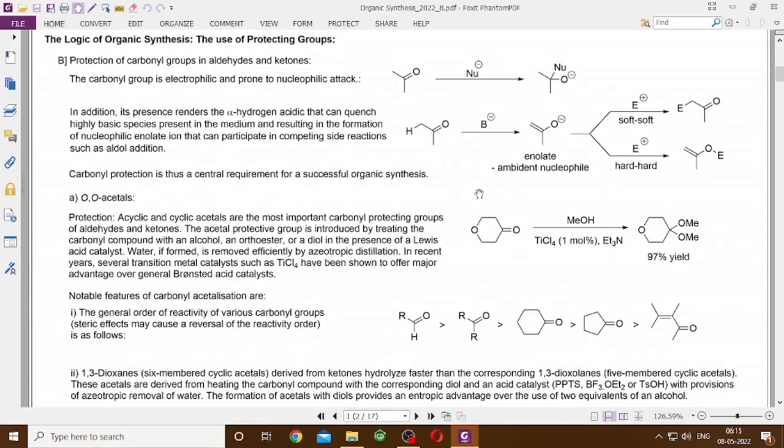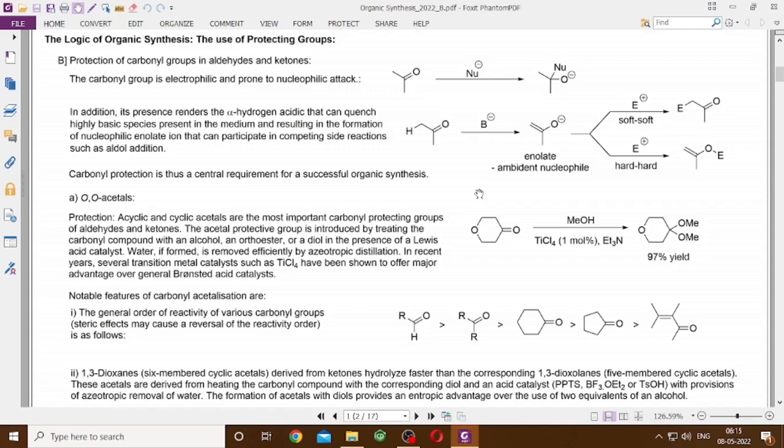Carbonyl, being a very highly electrophilic group, is susceptible to nucleophilic addition. Therefore, you need to protect your carbonyl in a sequence of reactions where you are using nucleophiles, but you are desiring the reaction of the nucleophile at other part of the molecule, not on the carbonyl.